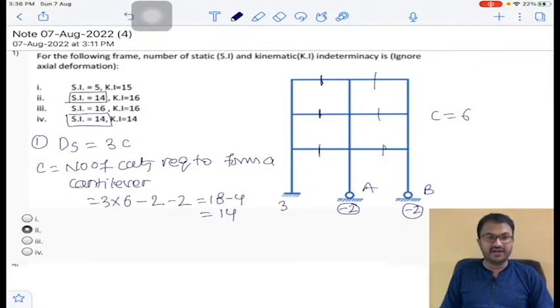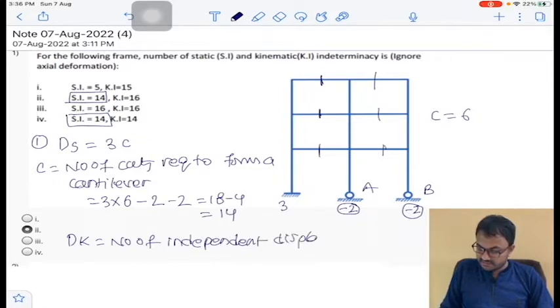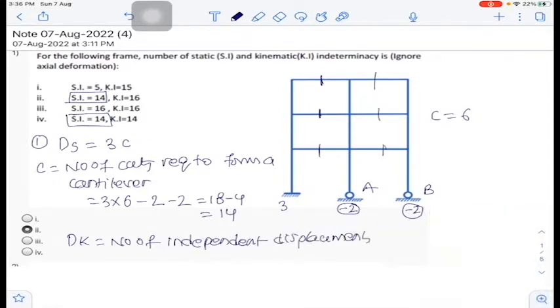Now we need to calculate degree of kinematic indeterminacy. So Dk. Generally the definition of Dk is: the number of independent displacements at all the joints in a structure is called degree of kinematic indeterminacy.